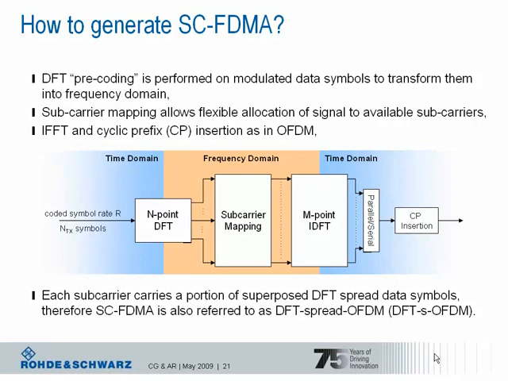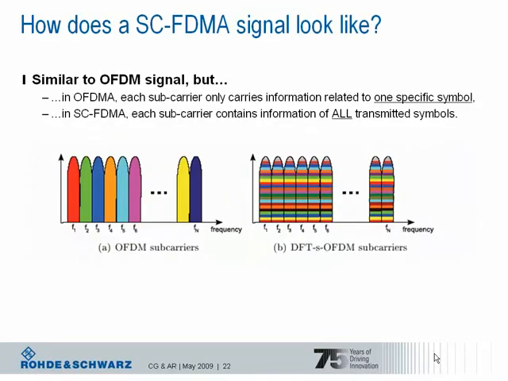So what does the DFT do? Well, first of all, it is a mathematical operation, but compared to OFDM in the downlink, where each subcarrier carries just one specific modulation symbol, the DFT takes the symbols and spreads them over the available subcarriers. In that manner, each subcarrier carries a portion of superposed symbols, therefore single carrier FDMA is also referred to as DFT spread OFDM.